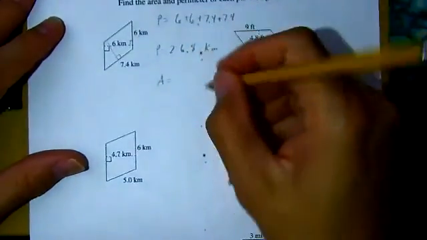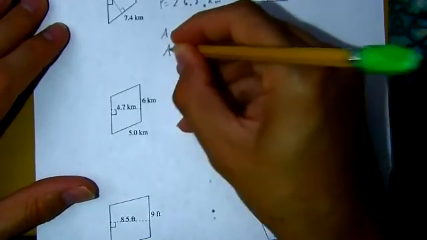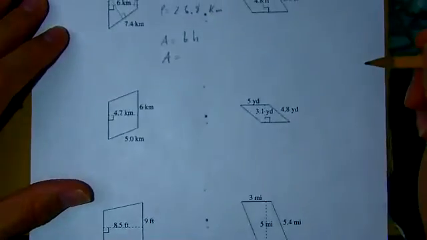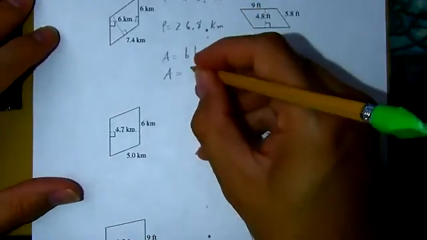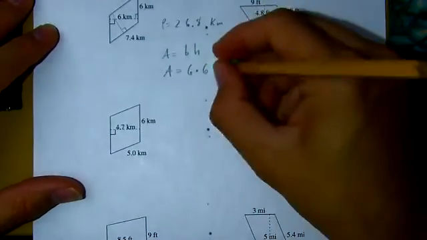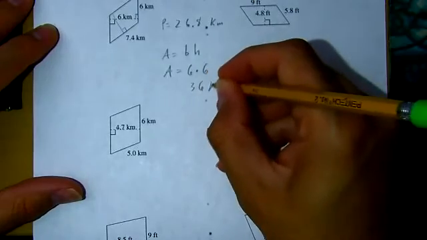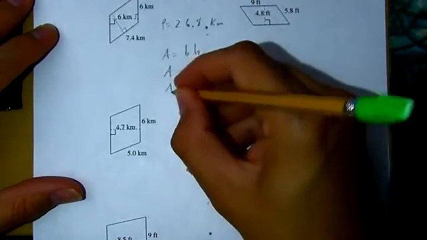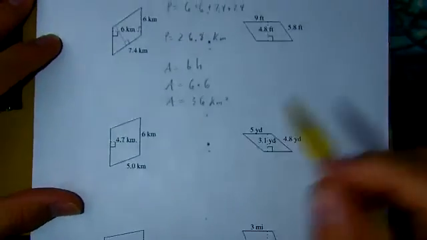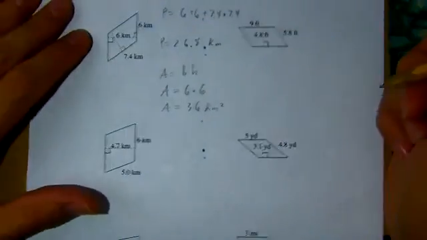So parallelograms are just, I'm going to write it down, base times height. Should have wrote it down first. It always reminds you, write down the formula first. So just base times height is going to be 36 kilometers squared. So parallelograms are base times height, triangles are half base times height.